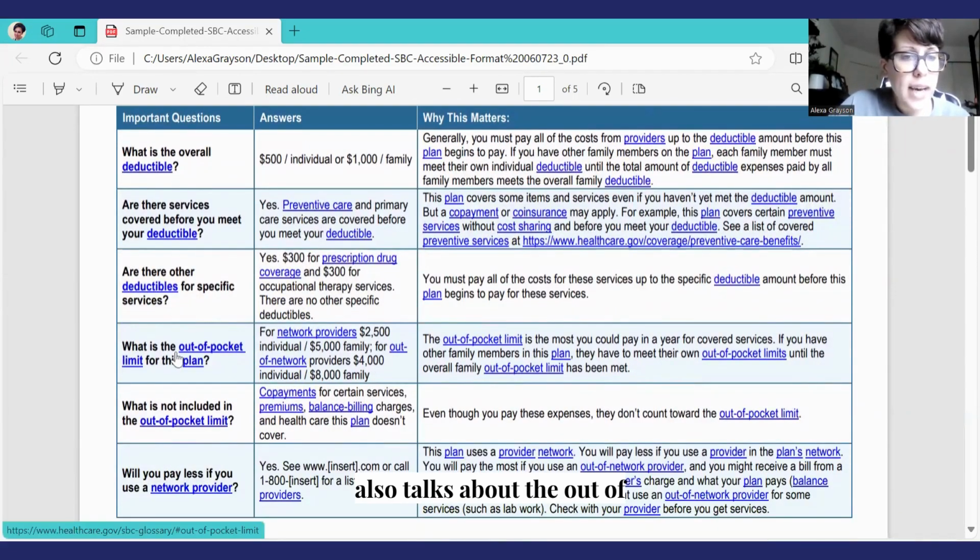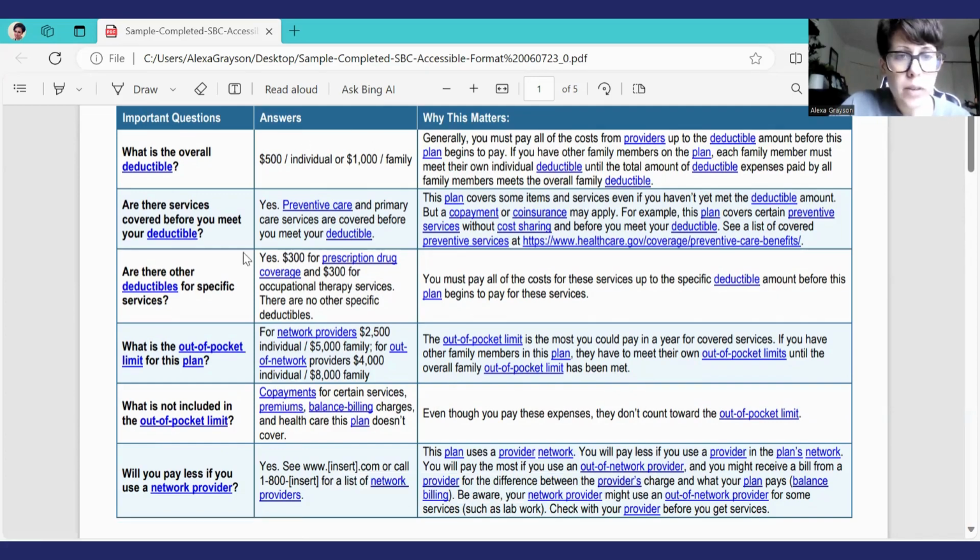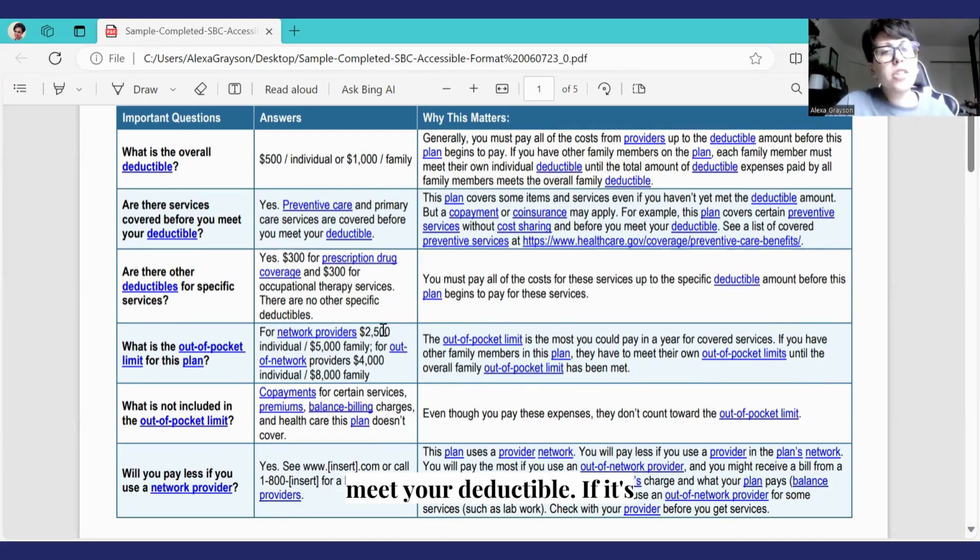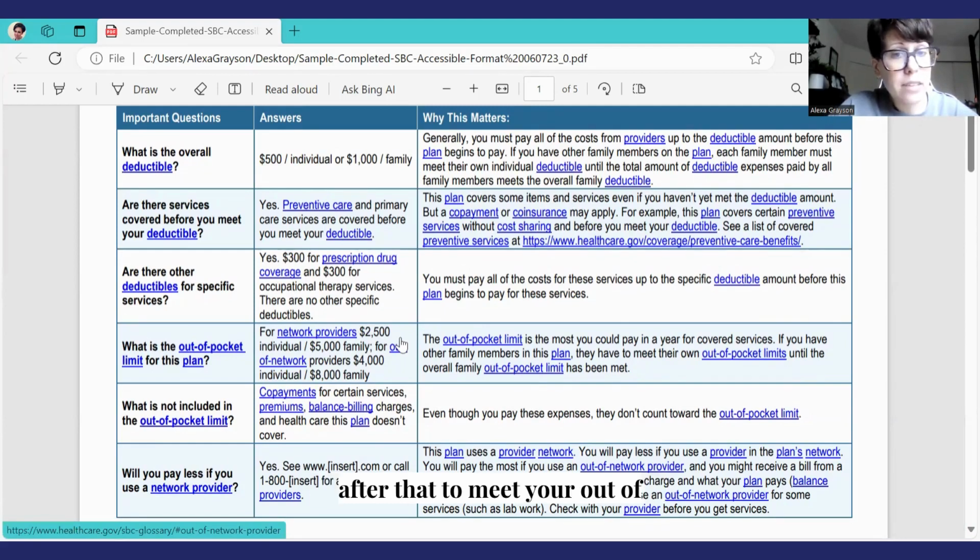It also talks about the out-of-pocket max and the out-of-pocket limit. The out-of-pocket max, it tells you here, similar to the deductible, where there's an individual and family. There is an individual out-of-pocket max and a family out-of-pocket max. So the out-of-pocket max applies, maybe you meet your deductible, if it's you individually, $500, your insurance kicks in, you're paying copays. So that $500 counts in this $2,500. You would have $2,000 left after that to meet your out-of-pocket max.